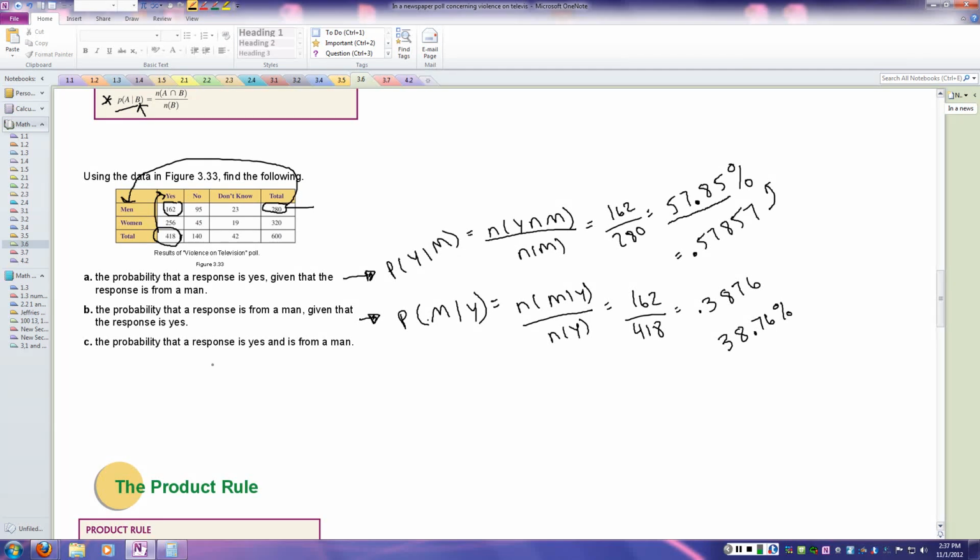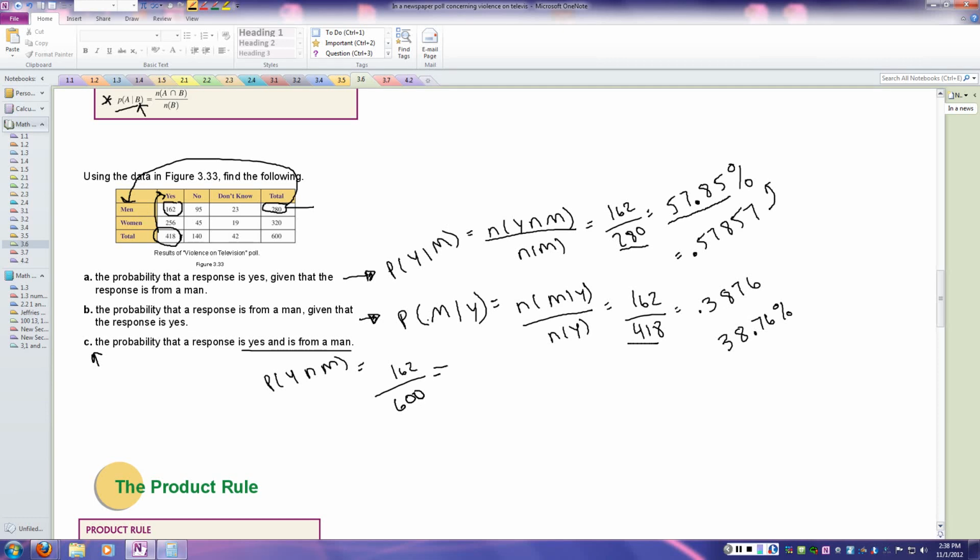What's the probability a response is yes, and it's from a man? This is not a conditional probability. This is just the probability of yes and from a man. So you get 162 over the total, which would be 600, because this is not a conditional probability. So you're just dividing by the total. Conditional probability means you change your total to be the total of whatever your condition is, a man or yes.